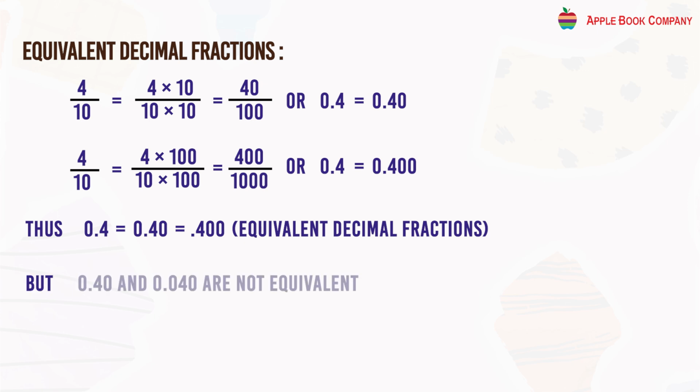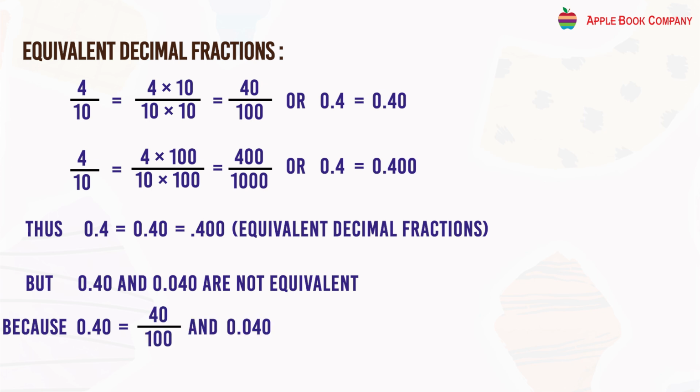But 0.40 and 0.040 are not equivalent because 0.40 equals 40 by 100 and 0.040 equals 40 by 1000.